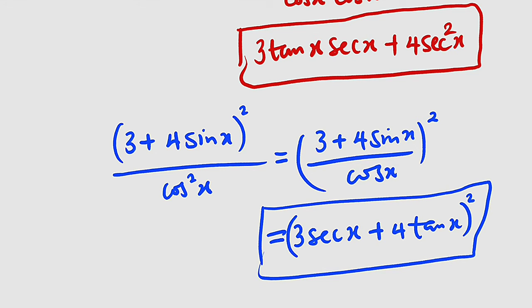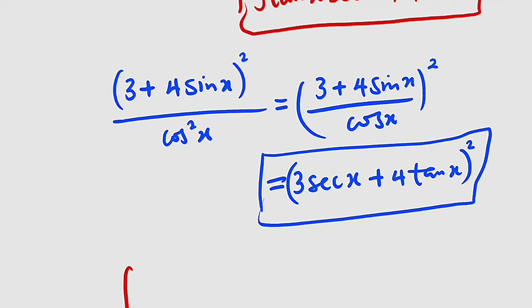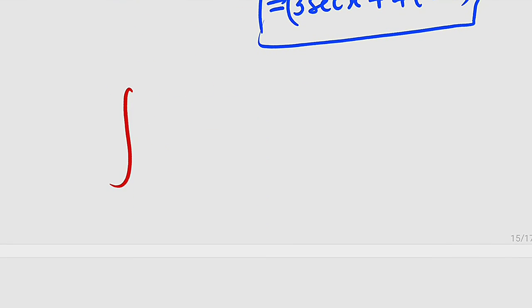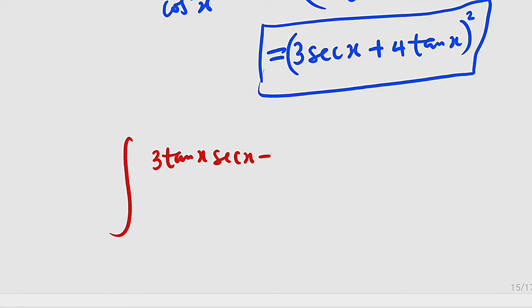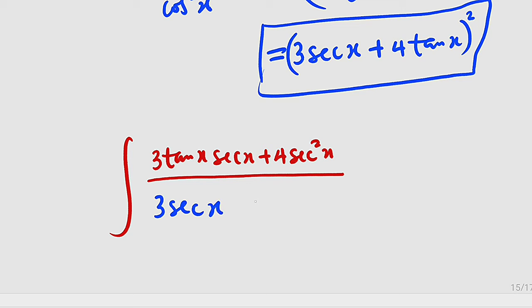This is our denominator. We have the integral, to the top, 3 tangent x secant x plus 4 secant squared x, and to the bottom, we have 3 secant x plus 4 tangent x, whole squared, dx. This is our new function.